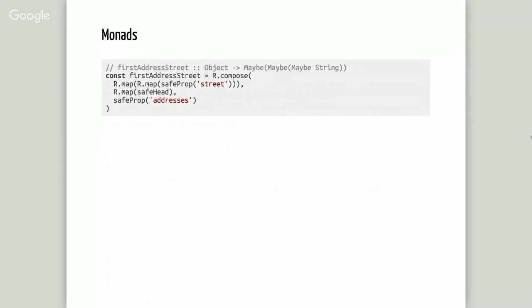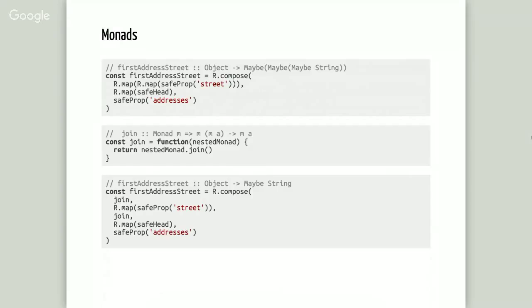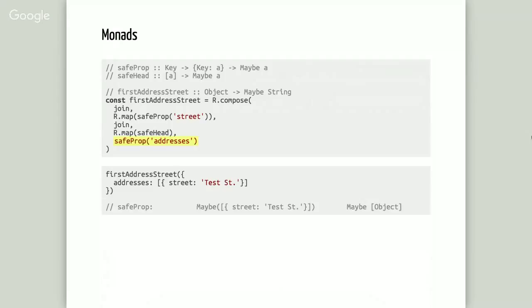So now we can take our example, which had all the nested maybes. And we can just define a function join, which we can use in a functional way. So it's going to take a monad as an argument, and then it's going to call its join method. Then we can refactor our code like this. So rather than the nested maps, we're just doing join, and we can step through that.